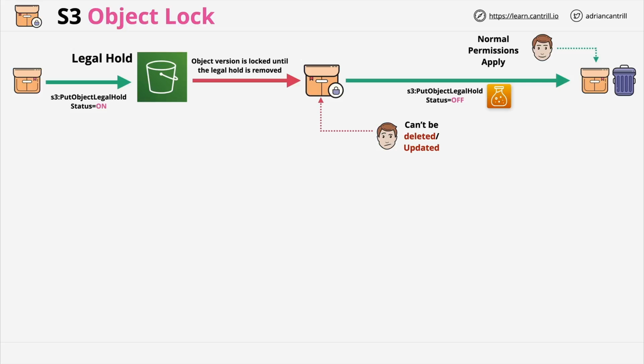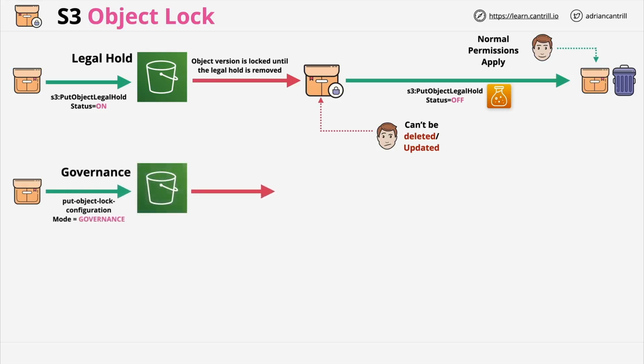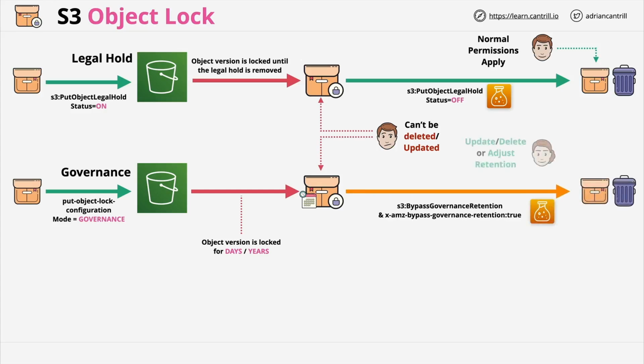Next, we have the S3 object locks that use the retention period architecture. First, we have governance. So we put an object into a bucket with the lock configuration of governance and specify a retention period. This creates a locked object version for a given number of days or years. And while it's in this state, it cannot be deleted or updated. With governance mode, this can be bypassed if you have the permissions and specify the correct header. And once again, this header is the default in the console, so you can adjust or remove the object lock or delete or replace the object version.